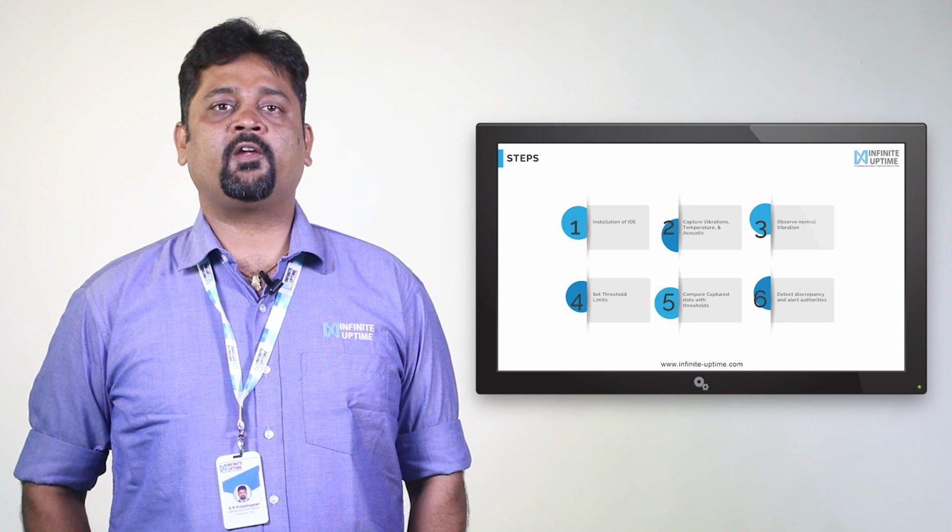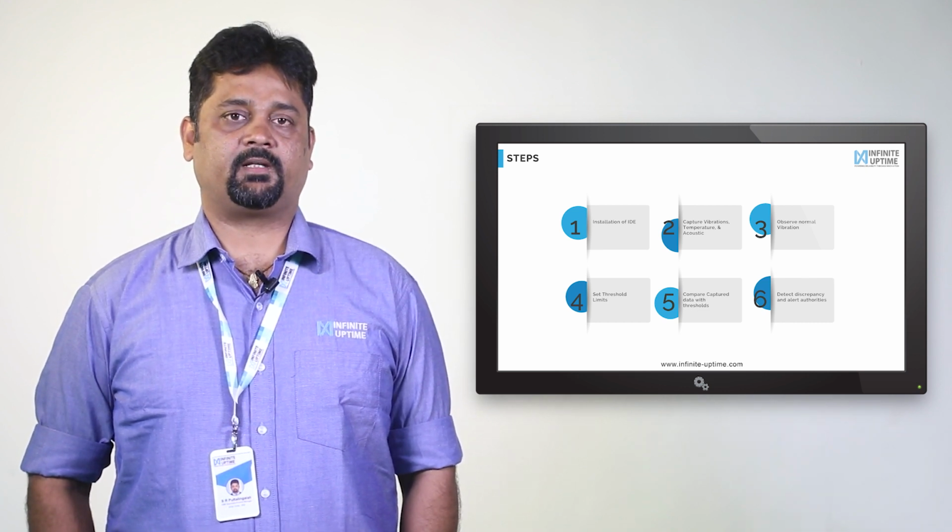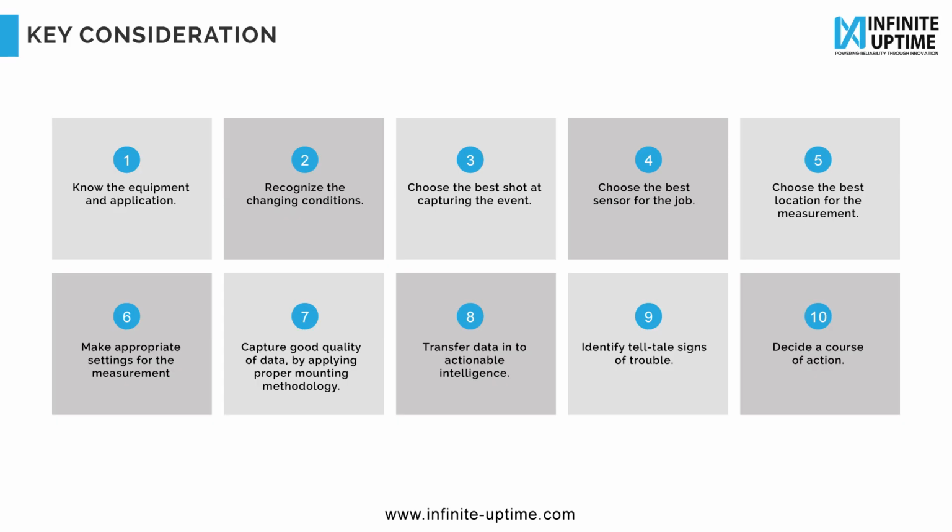There are also a few considerations that need to be kept in mind. Understand the equipment and its application. Recognize the changing conditions. Choose the best shot at capturing the event. Choose the best sensor for the job. Choose the best location for the measurement. Make appropriate settings for the measurement. Capture good quality data by applying proper mounting methodology.